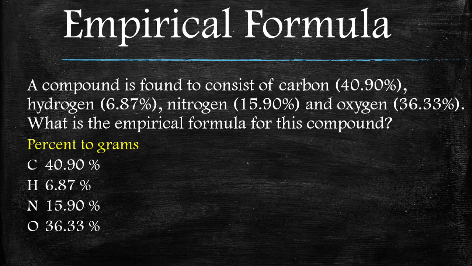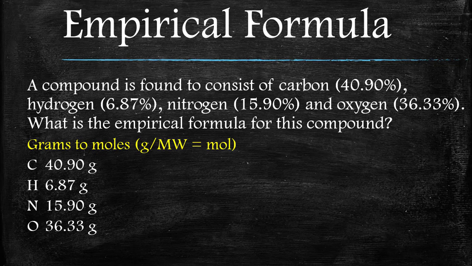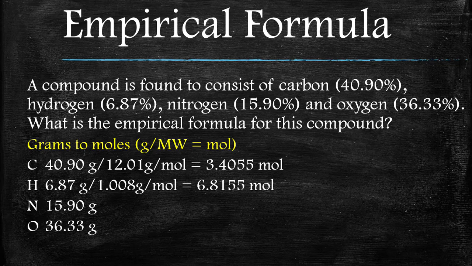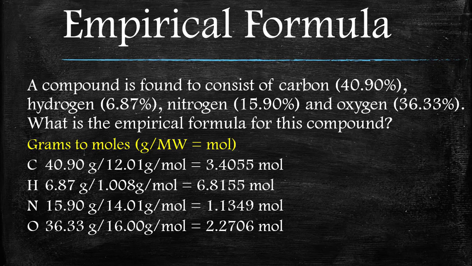Percent to grams. Well, this is easy. Just take the percentage sign and change it to a G. Next, grams to moles. We know that grams divided by molecular weight equals moles. So we're going to divide each of these elements by their atomic masses to figure out how many moles we have. Please do note, when you do this calculation, carry it out to 4 decimal places. If you only carry it out to 1 or 2 decimal places, things can get messy. 4 decimal places.